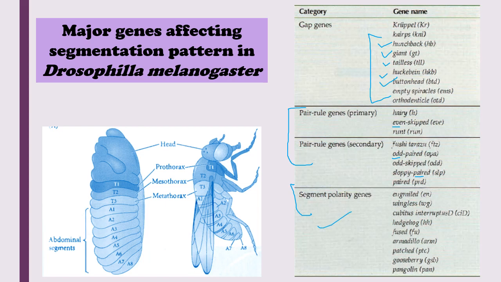Now you must remember the famous example of each category. You cannot go wrong about hunchback being the gap gene, or Fushitarazu being the pair rule gene, or engrailed and wingless being the segment polarity gene. So all these famous examples you need to remember. In this way you can also have your own tips and tricks to remember the table.